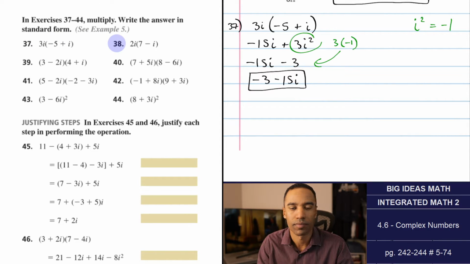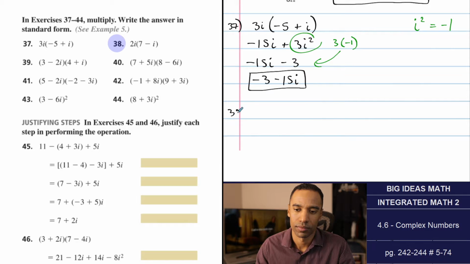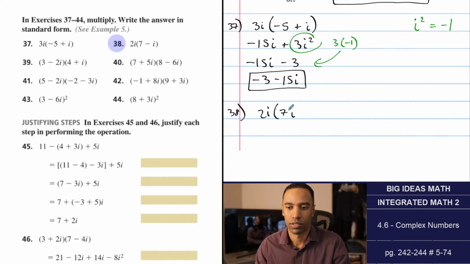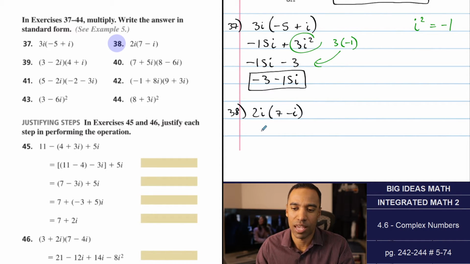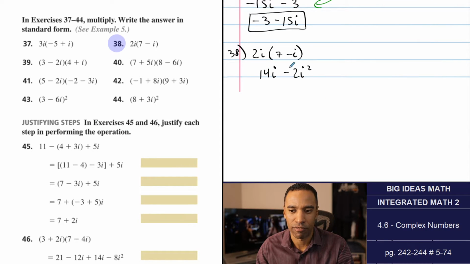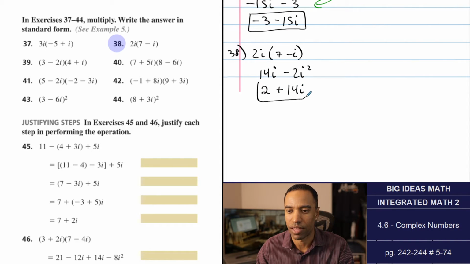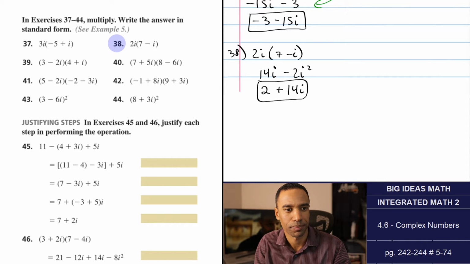Number 38, you have 2i, pure imaginary, times this complex number 7 minus i. Let's distribute. 2i times 7 is 14i. 2i times negative i is negative 2i squared. Because i squared is negative 1, this actual thing is negative 2. We're subtracting negative 2, which means plus 2. Basically, get rid of the i squared, change that sign. It becomes a positive 2. Positive 2 plus 14i is the standard form version we are going to write, and that is the answer.